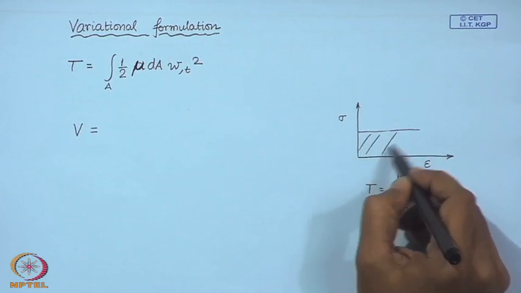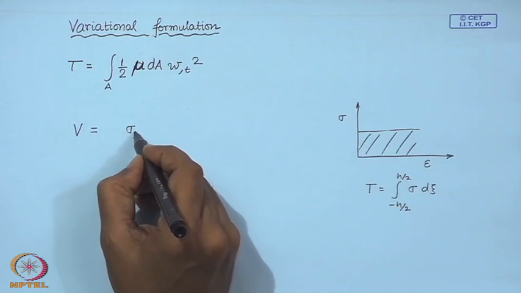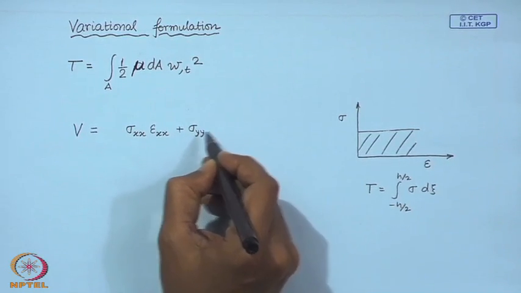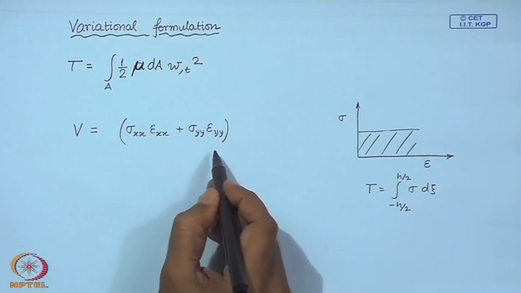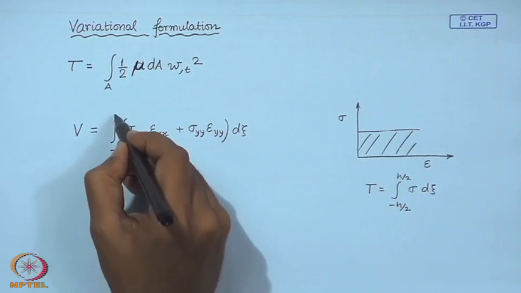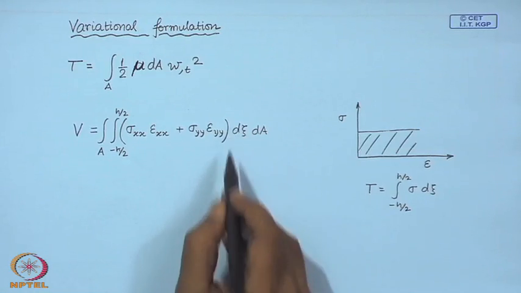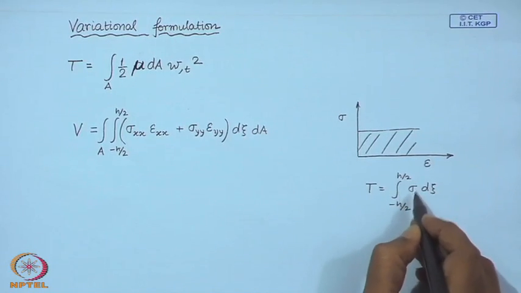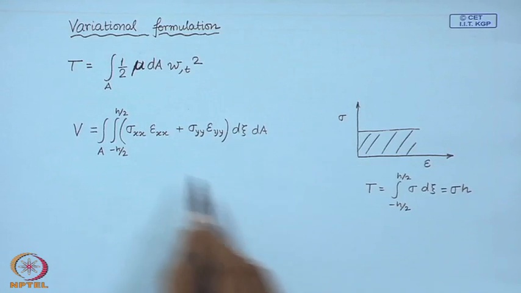So, the energy per unit volume is given by the area under this. So, it must be sigma in the x times epsilon in the x plus sigma in the y times epsilon in the y. So, this is per unit volume. So, you must integrate this over the volume, first over the thickness, and then over the area of the membrane. So, xi is along the thickness direction. Now, this stress is taken almost uniform over the thickness. So, this turns out to be sigma times h. So, sigma is T over h, and in both directions it is the same.